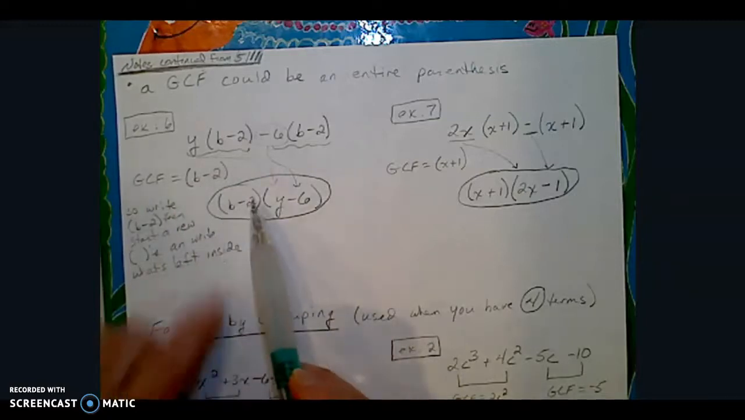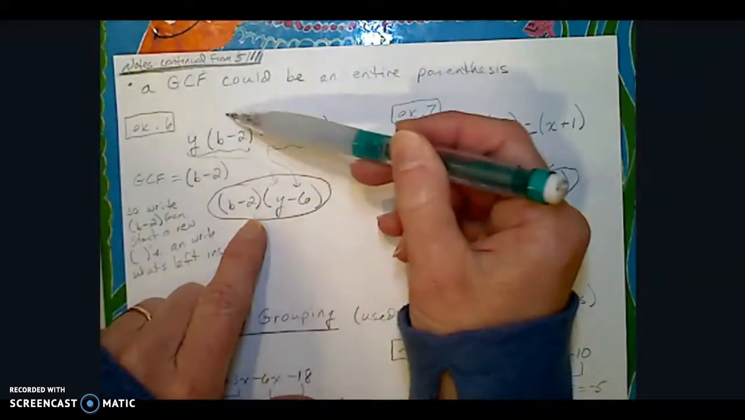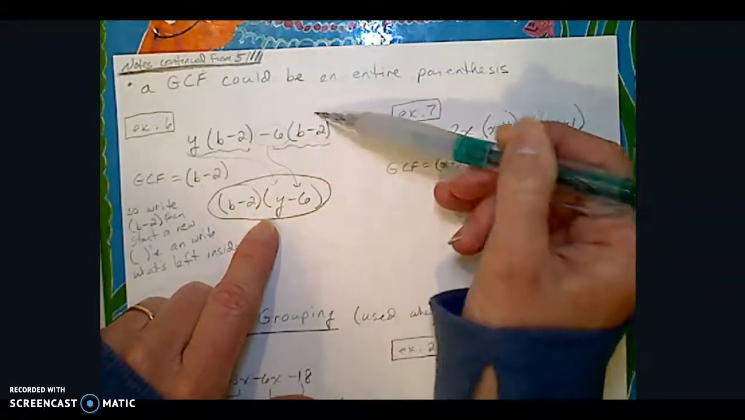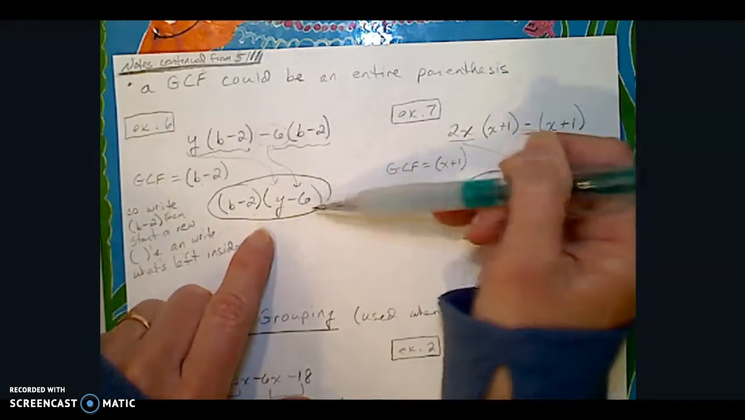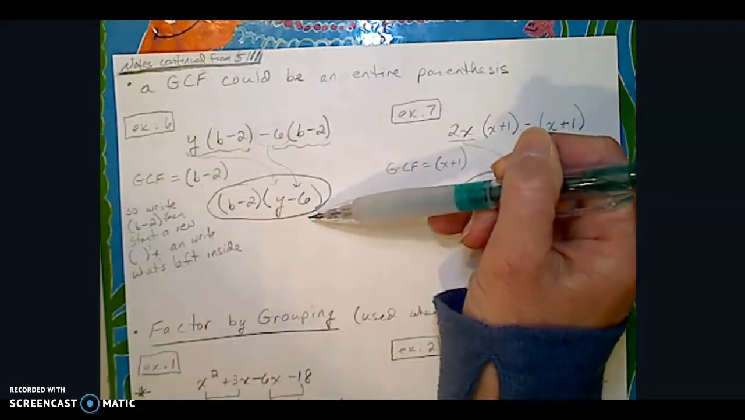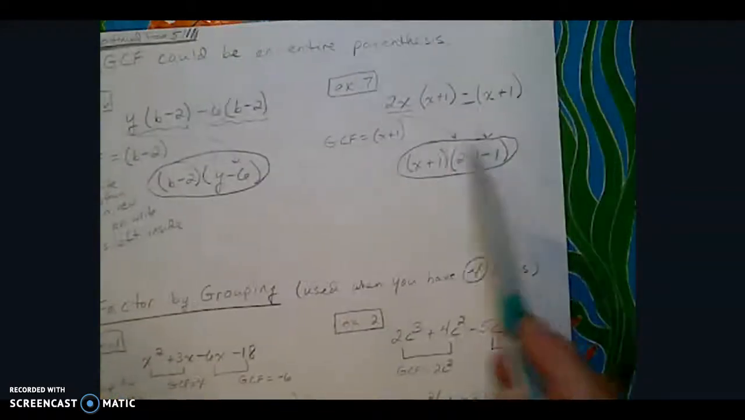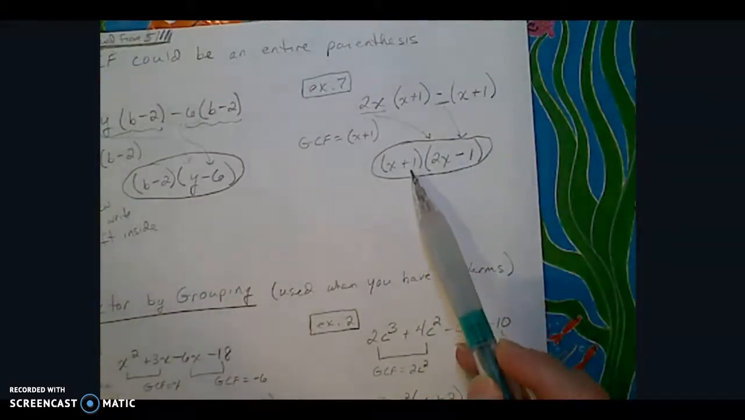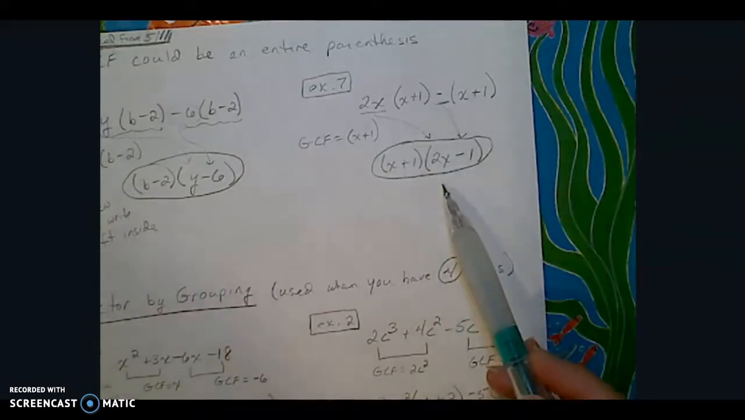So when I write that, I have to keep it in parentheses. And then I start my parentheses for what's left. Well, when I divide this by b minus 2, I'm left with y. And when I divide this by b minus 2, I'm just left with the negative 6. And so that's why this is what you end up with. Okay, so again, read through some of my notes here. Over here, another example, these both have an x plus 1. They have an entire quantity, parentheses, in common. That GCF has to stay in parentheses, and then you start a parentheses for what's left when you divide.